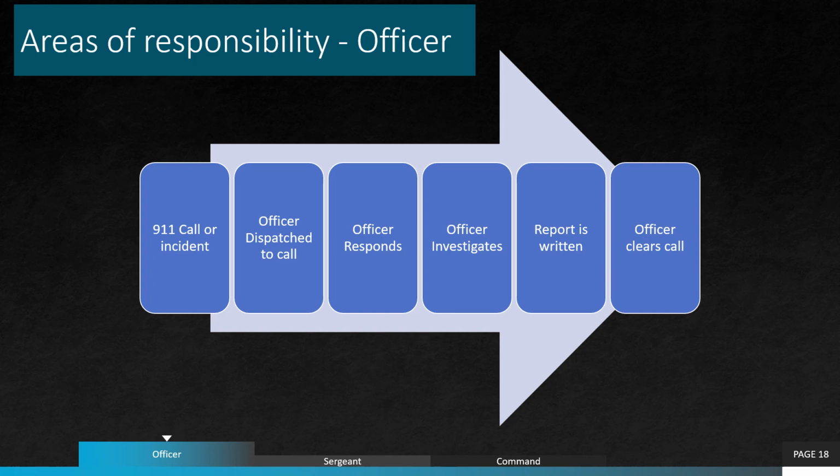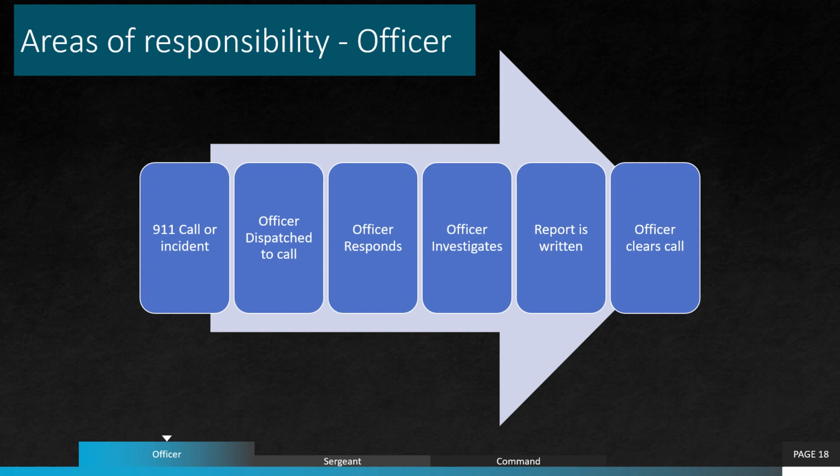So we'll kind of cover that here. So the areas of responsibility of an officer, we'll just take a typical call and work through the series of events that they're going to be doing or what they'll be responsible for. So let's say there's a 911 call. It could be domestic violence. It could be a barking dog. It doesn't matter. There's going to be a 911 call that initiates some sort of a desired police response.